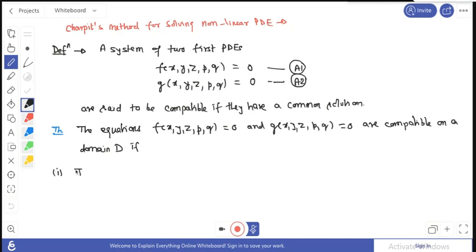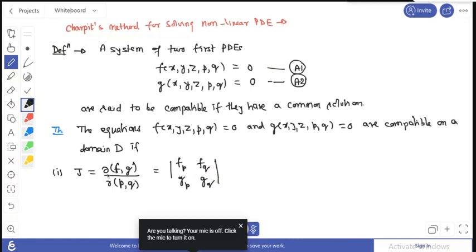First one, the Jacobian, that is the partial of f and g with respect to p and q. ओके, तो g q में थोड़ा सा डिफरेंस है, देख लीजिएगा कहीं कंफ्यूजन ना हो. Okay, this Jacobian means that f is differentiated partially with respect to p, f is partially differentiated with respect to q, and then g with respect to p and g with respect to q. If this Jacobian is non-zero on that domain.